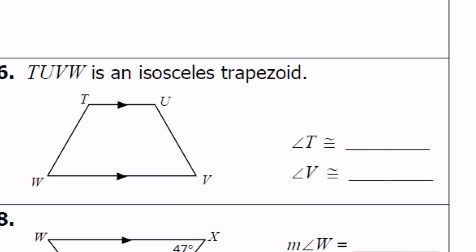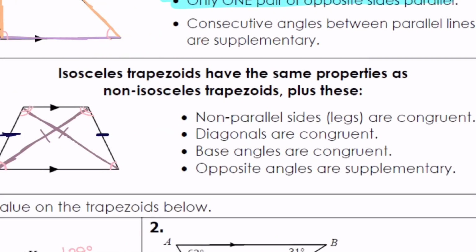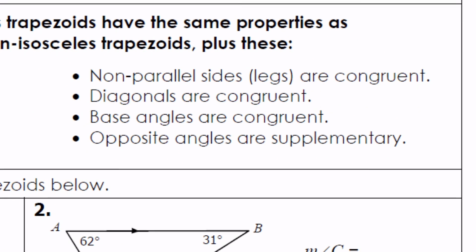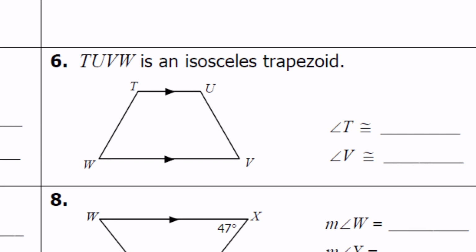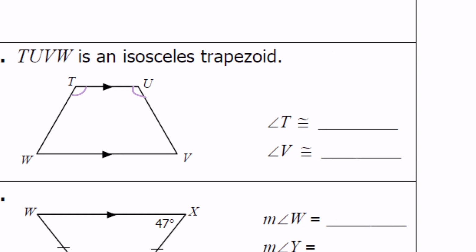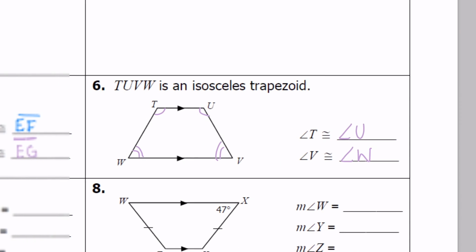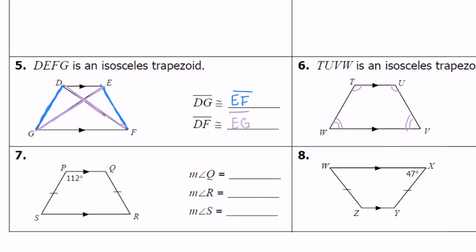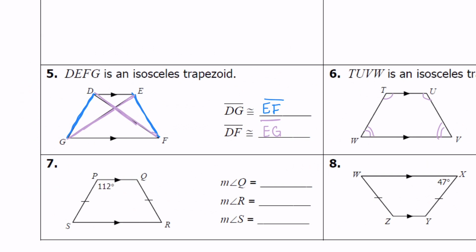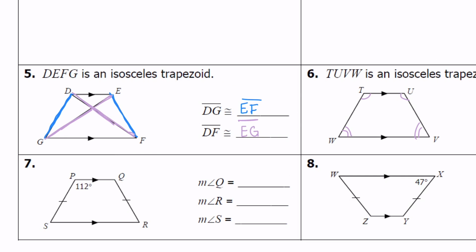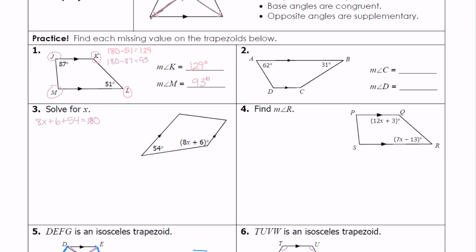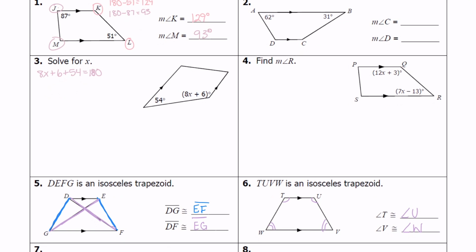On number 6, again, if TUVW is an isosceles trapezoid, remember up here it says the base angles are congruent. That means angle T and angle U are congruent, and angle W and angle V are congruent. So that's it. Go ahead and use these properties. I want you to do 7 and 8. Also do 2 and 4 on this page, and then finish number 3.